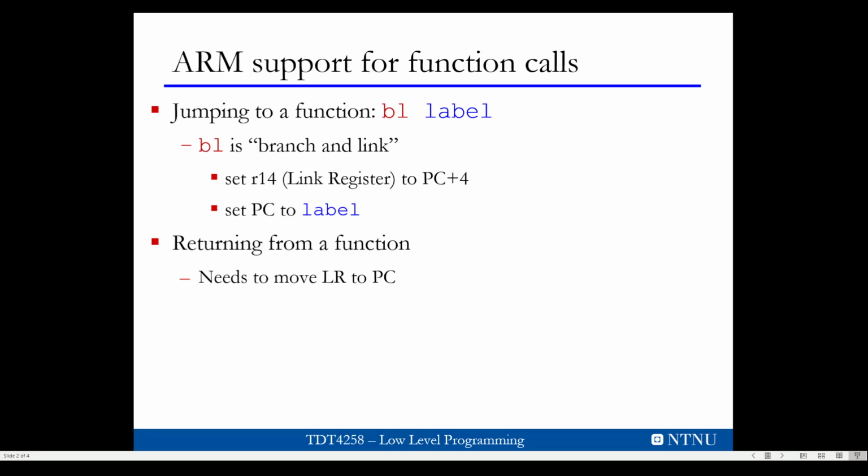Returning from a function is quite simple. What we need to do is move the link register to the program counter, because the link register was set by the last branch and link instruction, so it knows where the function was called from and you can return back to that place. There is no special instruction for returning. You can simply use a move instruction to move the content of LR or R14 to R15, which is the program counter. So a simple move instruction will take your control flow back from the called function to the calling function.